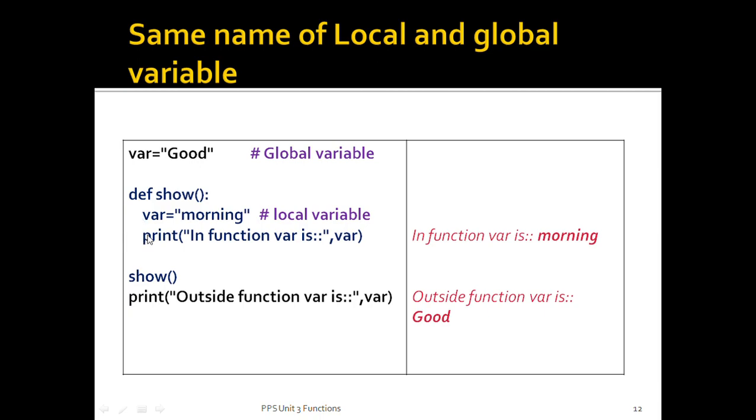So it depends on where you access that variable. In this case, if we print inside a function, you will get the local variable's value, so morning will be printed. After that, if we print the variable outside, it will take the value of the global variable. In that case it will not print morning, it will print good. So this is with the same name for local and global variable.